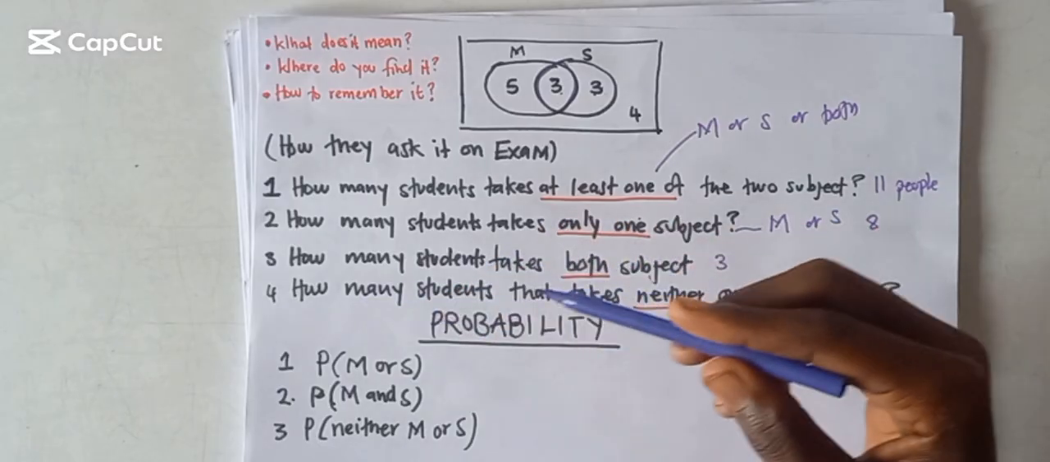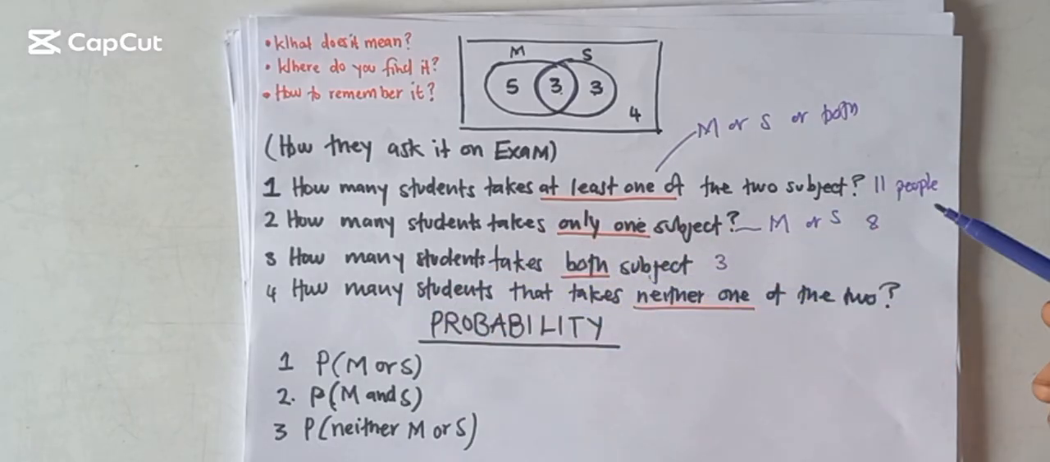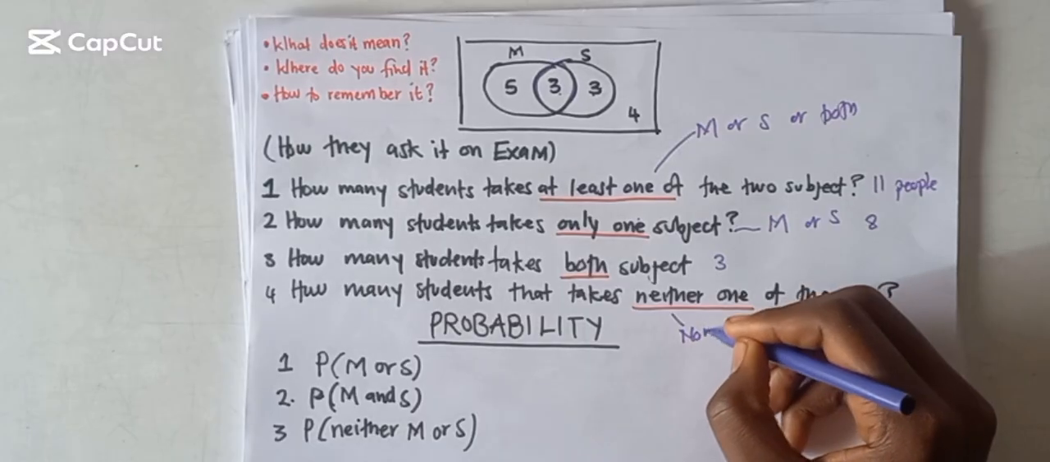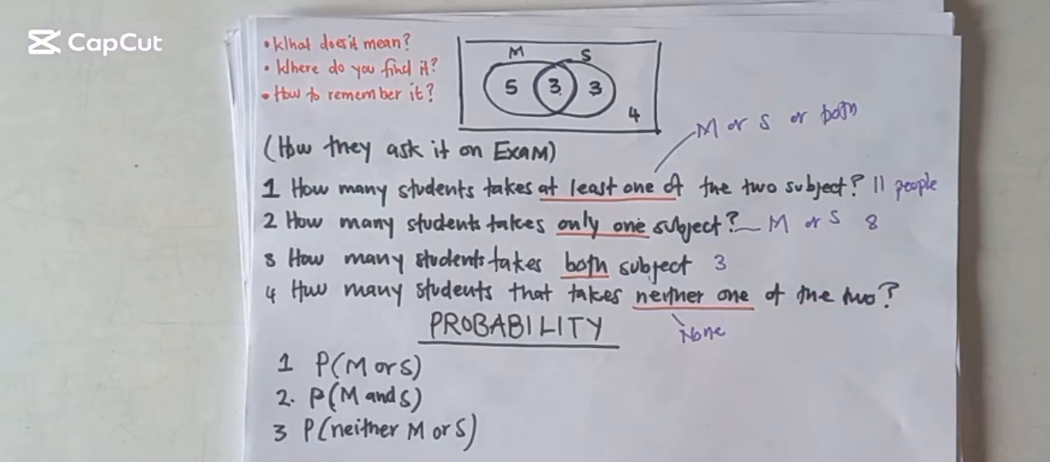The fourth one said: how many students take neither one of the two? How many students take neither one of the two? Neither means none. You can take note of this one. It means none. So where do we find the ones that take none of these subjects?